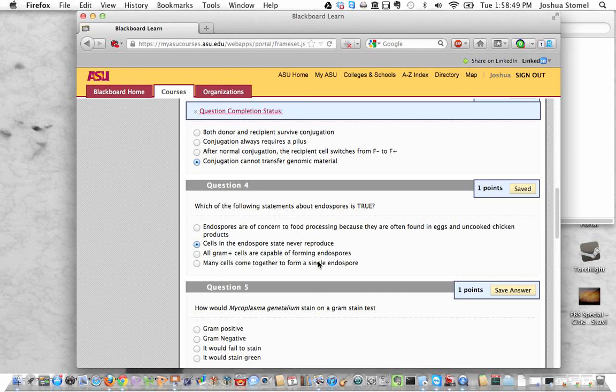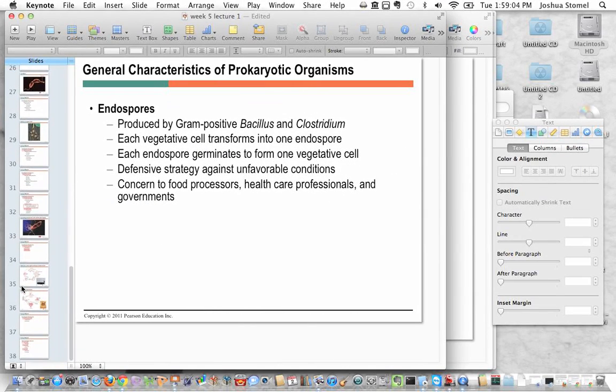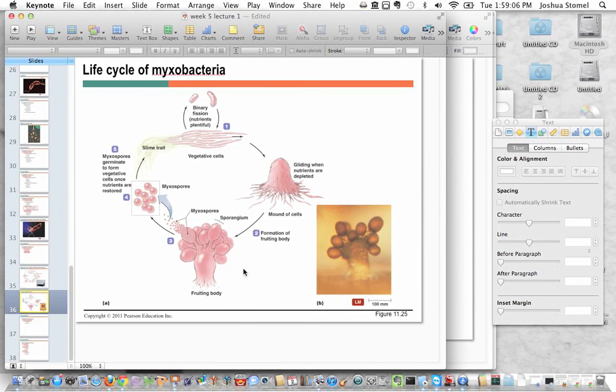Many cells come together to form a single endospore, so that was something that we talked about towards the end of Wednesday, but that wasn't in relation to endospores, that was in relation to Mycoplasma down here at the end. So this is a Mycoplasma, not an endospore.